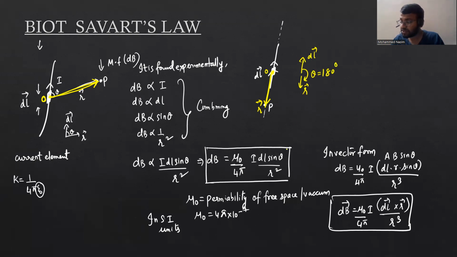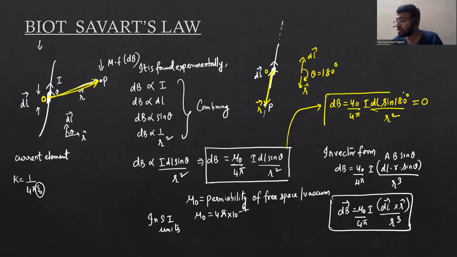Therefore, if you substitute in this formula, the magnetic field is going to be mu naught by 4 pi I into dl into sine 180 degree or sine 0 degree, anything, divided by r square. Sine 180 or sine 0, both are 0. Therefore, the magnetic field is going to be 0 on the axial line.